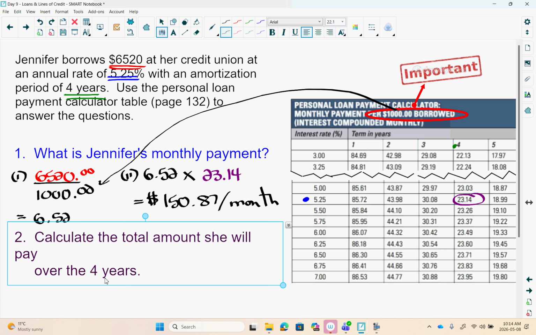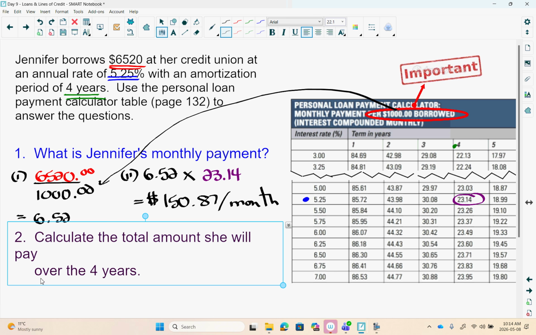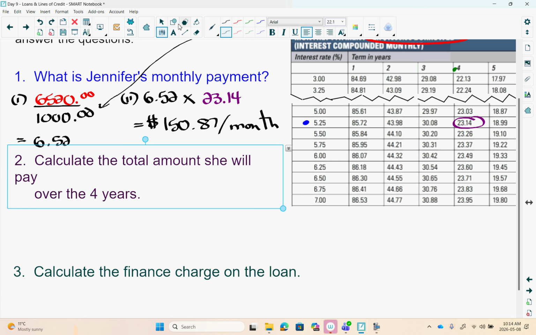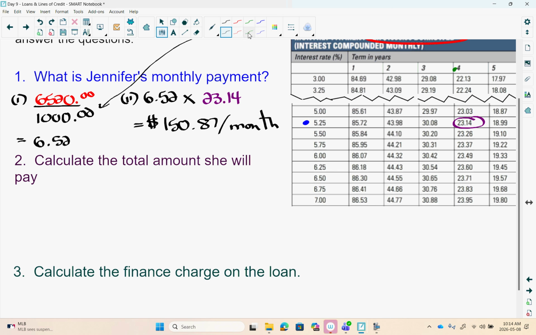In this next question, or part 2, calculate the total amount she will pay over the 4 years. 4 years is what? 4 years would be 48 months. Do you agree with Lisa? 4 years, if I multiply it by 12, I get 48 months. I need it in months because I know it's a monthly payment. It's not an annual payment, it's a monthly payment.